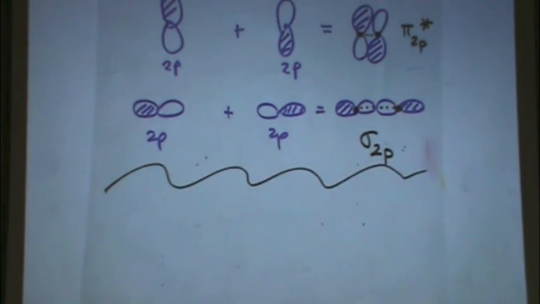Okay, what do I do with this information? Now, you know how we draw Lewis structures, right? We're going to draw the equivalent, but now with molecular orbitals. So we're going to draw what's called a molecular orbital diagram. But don't worry, we're going to do the easiest possible one first.